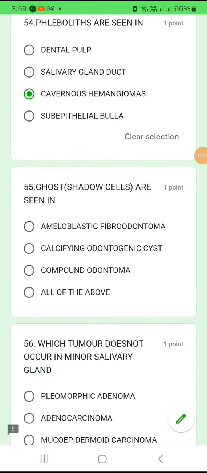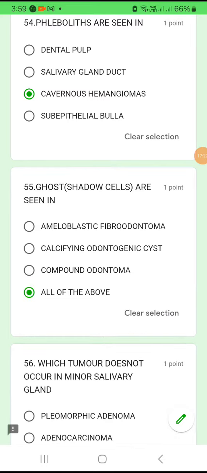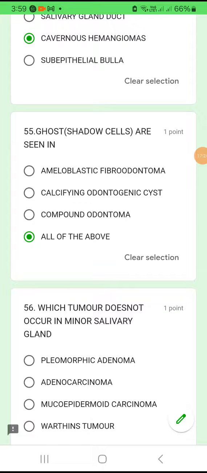Ghost cells or shadow cells are seen in ameloblastic fibro-odontoma. Yes, they are present. Calcifying odontogenic cyst. Yes. Compound odontoma also. So all of the above is the answer. Okay. Ghost cells are seen in all these three conditions.